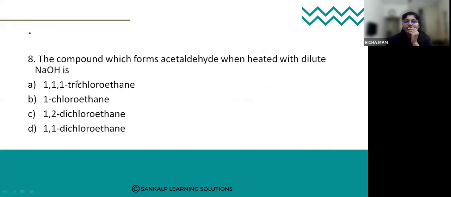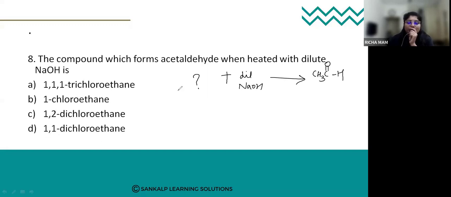Next question. The compound which forms acetaldehyde when heated with dilute NaOH is. So what is acetaldehyde? CH3C double bond OH. When you heat it with dilute NaOH, which is the compound which gives you acetaldehyde? The options are A, 1,1,1-trichloroethane, B, 1-chloroethane, C, 1,2-dichloroethane, D, 1,1-dichloroethane.